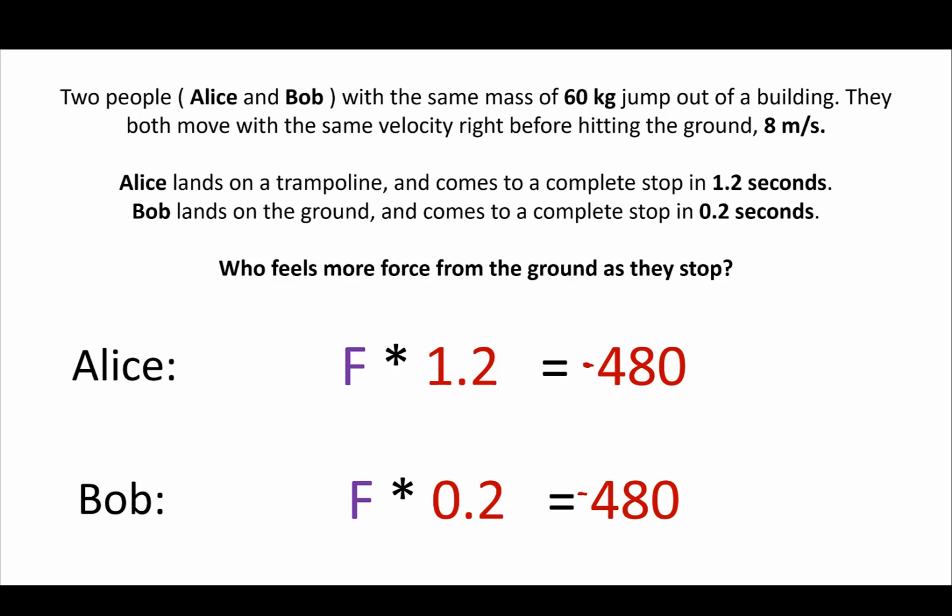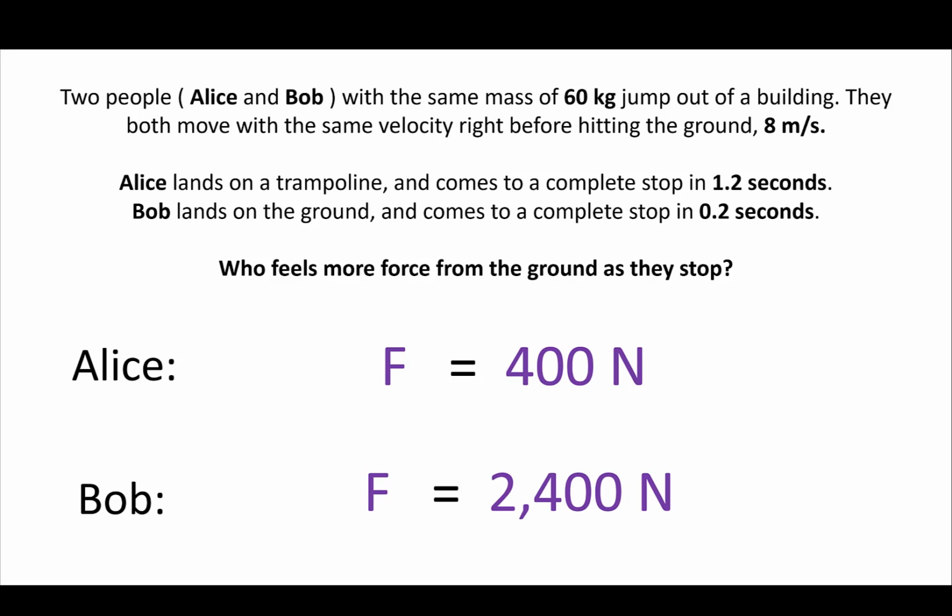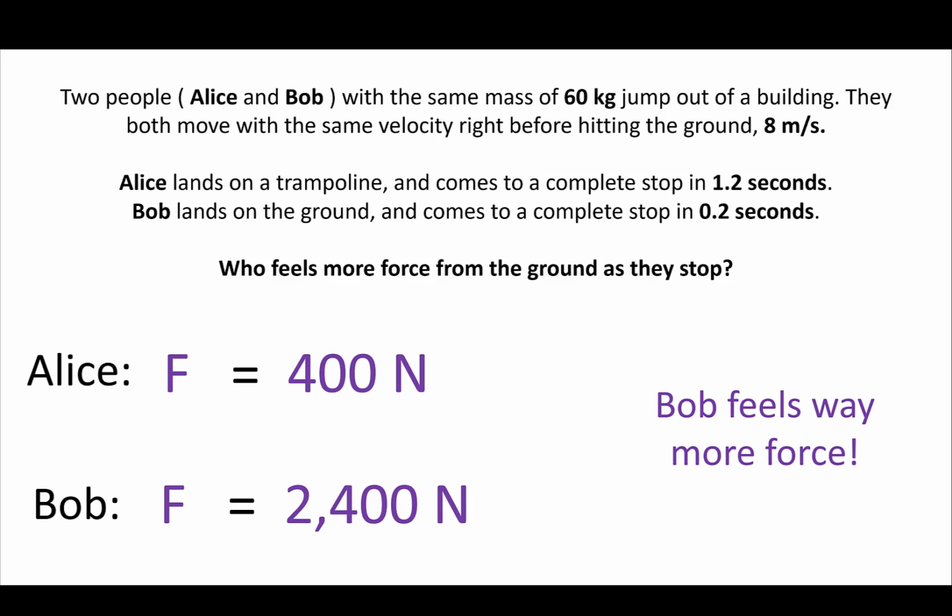So you take this and you divide for Alice by 1.2 and for Bob by 0.2. And you get that Alice's force is negative 400 newtons because it's against her direction of motion. And Bob's force is negative 2,400 newtons. So Bob feels way more force. And the only difference between these two people is the amount of time that it takes. Bob stops quickly, which is why it takes a lot of force to stop him. And Alice stops slowly, which is why she feels less force and doesn't break her leg.